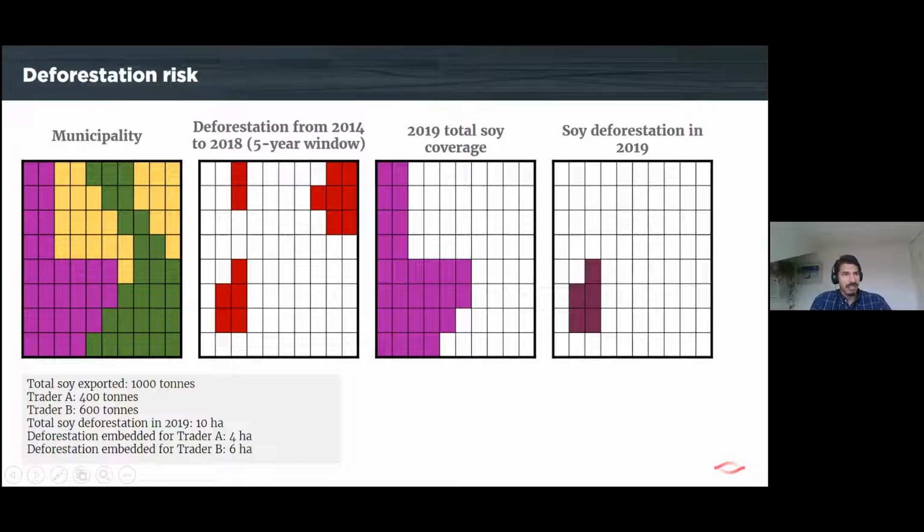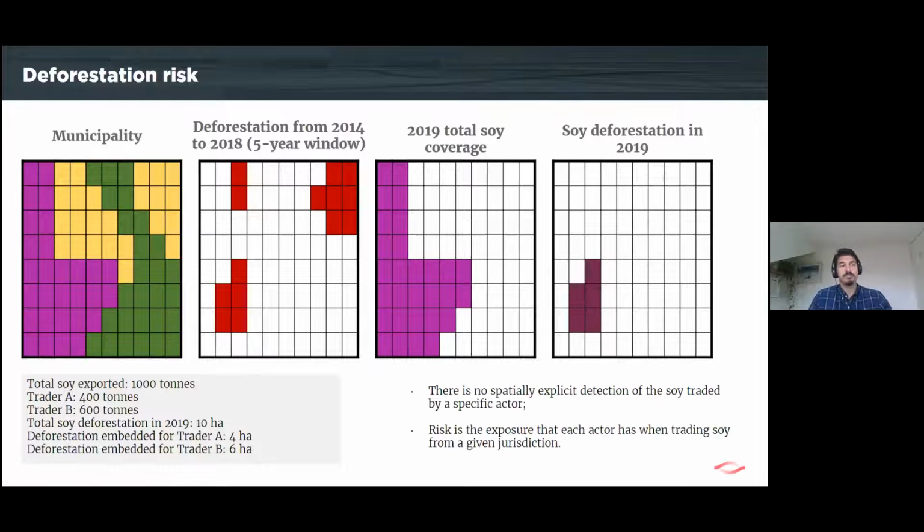What we do is take this deforestation for soy, again 10 hectares, and allocate it according to the volume that the company purchased from that municipality. So trader A purchased 40% from that municipality, so they get 40% of the deforestation associated with soy, therefore 4 hectares. Trader B, 60%, therefore 60% of the risk, and 6 hectares. So basically, we allocate that risk. We know on the ground how much soy is or was planted in these recently deforested areas. Then we just allocate this risk, which we know in hectares, in polygons. So we take those 10 hectares and allocate them to the traders according to the volume that they purchase.